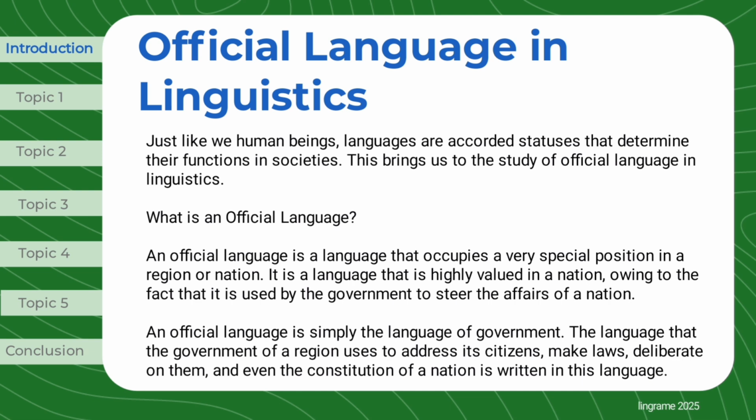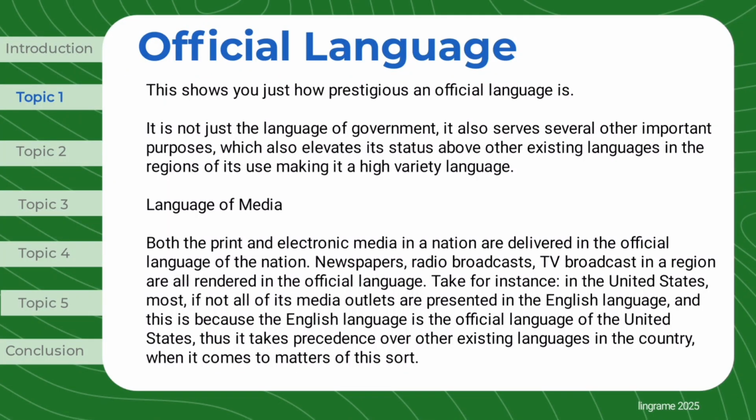It is a language that is highly valued in a nation, owing to the fact that it is used by the government to steer the affairs of a nation. An official language is simply the language of government. The language that the government of a region uses to address its citizens, make laws, deliberate on them, and even the constitution of a nation is written in this language. This shows you just how prestigious an official language is.